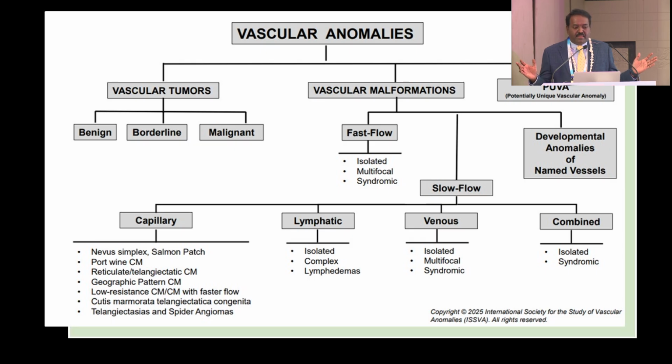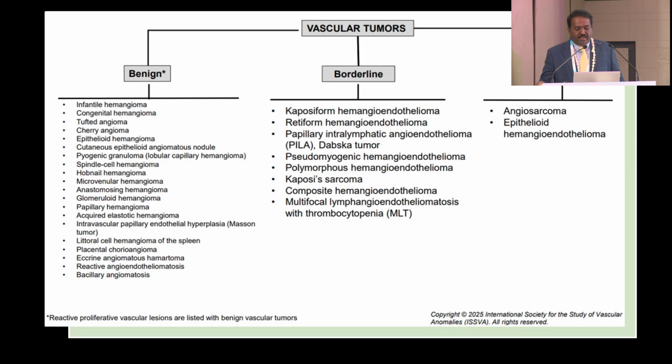They basically divided the vascular anomalies into two, vascular tumors and vascular malformations. And a third one is potentially unique vascular anomaly called PUA. If they don't fit into these two categories, they put it under PUA. With vascular tumors, you can have benign ones or potentially malignant or borderline ones, and obviously the malignant ones. I'm not going to read through the list. I'm sure you will go back and have a look at it.